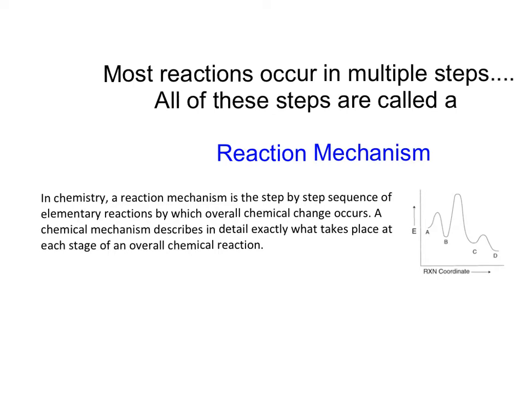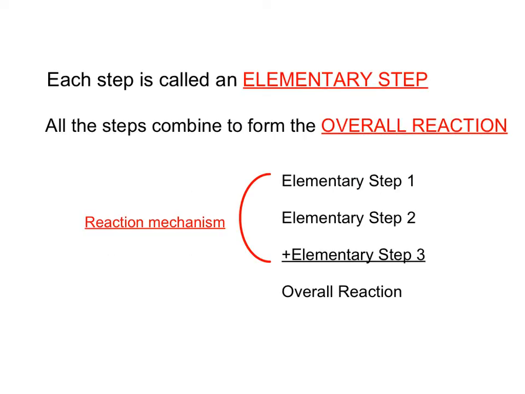So in chemistry, a reaction mechanism is the step-by-step sequence of smaller steps which come together to make an overall chemical reaction. The mechanism is very, very detailed, and it tells you exactly what happens and when it happens within a chemical reaction. So all these little steps that we see, we call elementary steps. And when you combine them all, you get to see the overall effect, your net reactants making your net products. We call that the overall reaction.